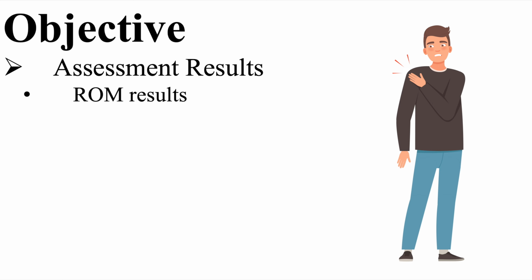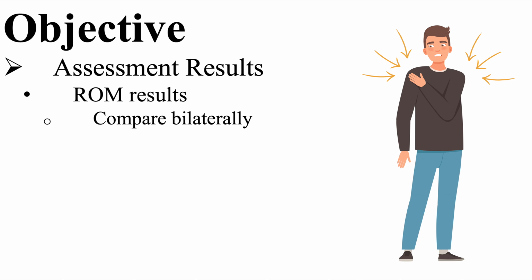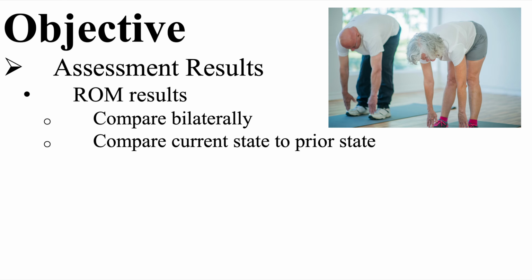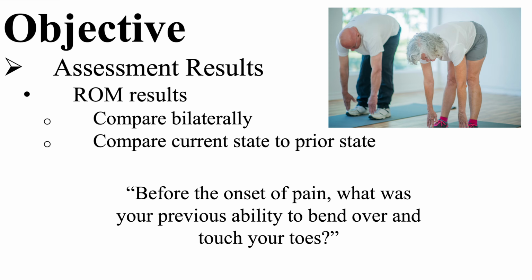It's also important that we compare the client's results bilaterally, meaning that we assess both the right and the left shoulder joints. This way we have a baseline of the client's normal range of motion on the left shoulder, since the client has right-sided weakness. In other cases, if the client is not able to compare bilaterally, such as bending over to touch their toes, you can then compare your client's current state of range of motion to their prior state of range of motion before any dysfunction. You would simply ask the client what their previous ability was when bending over to touch their toes. Next, we have assessment or application.